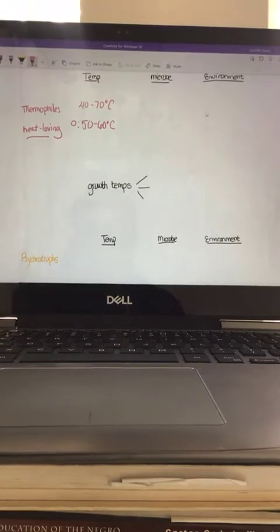The environment, so what that environment looks like, is tap water, hot tap water. Or you can find them in the soil, sunlit soil, as well as hot springs. And what else? Oh, compost, organic compost. That should be a space. Yep. Compost piles.